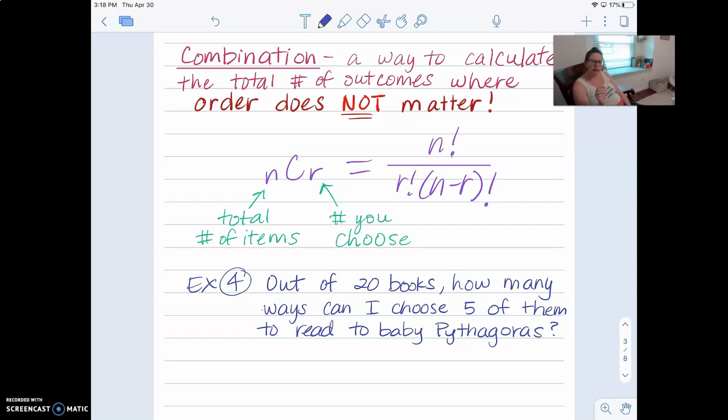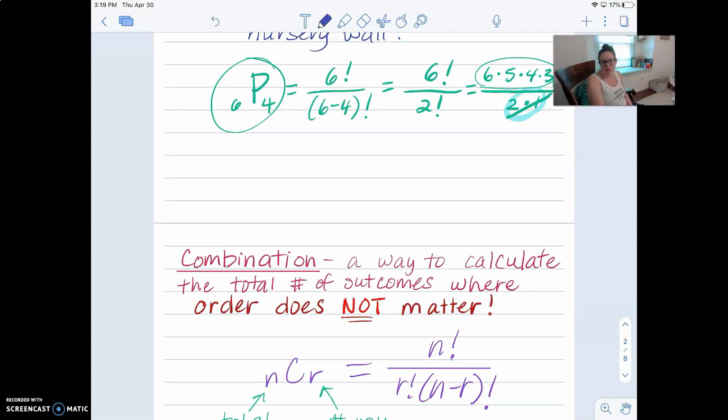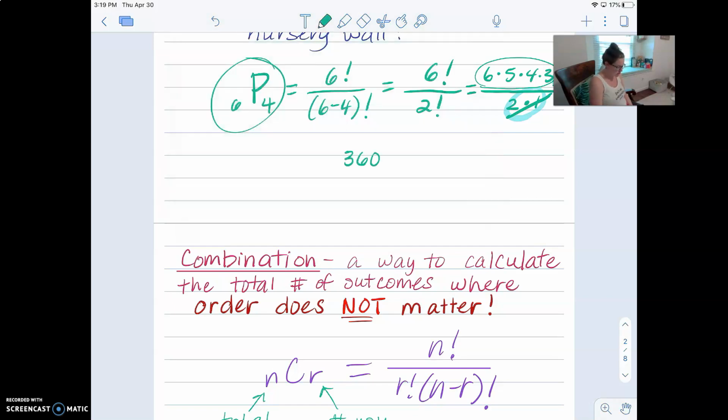A combination is a way to calculate the total number of outcomes where order does not matter. So the example we just did above here, I forgot to write down the answer, sorry. Remember that was 360 ways to arrange 4 pictures out of 6.